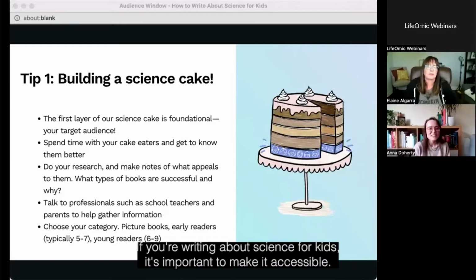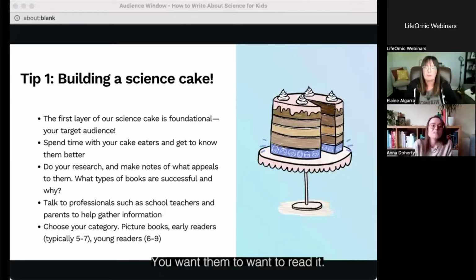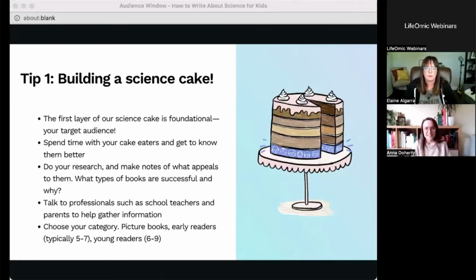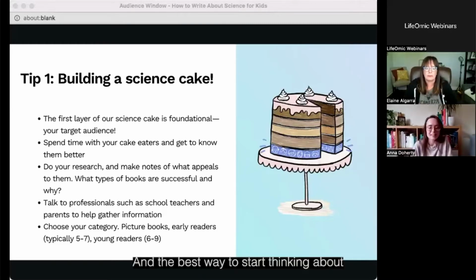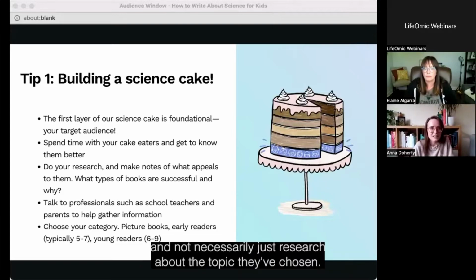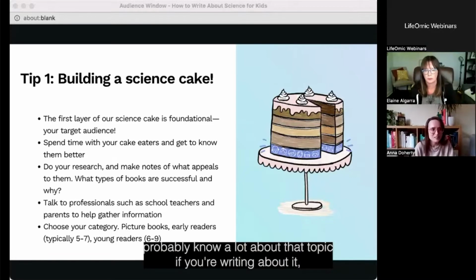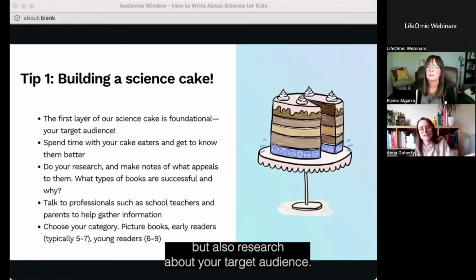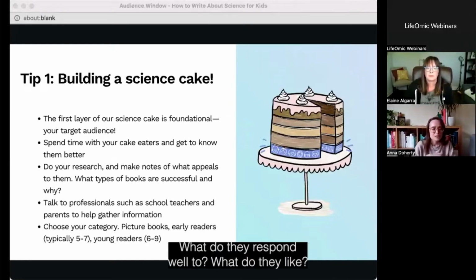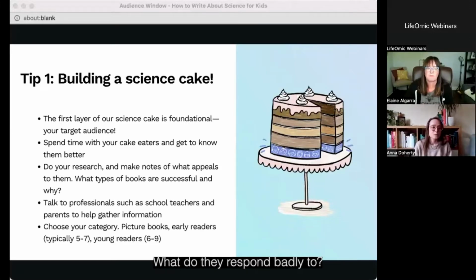If you're writing about science for kids, it's important to make it accessible. You want them to want to read it. The best way to start thinking about how to do that is to gather research, and not necessarily just research about the topic that you've chosen, because chances are you probably know a lot about that topic if you're writing about it, but also research about your target audience. What do they react to? What do they respond well to? What do they like? What do they not like? What do they respond badly to?